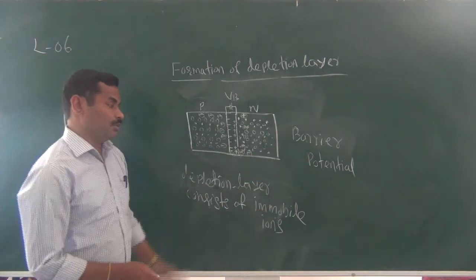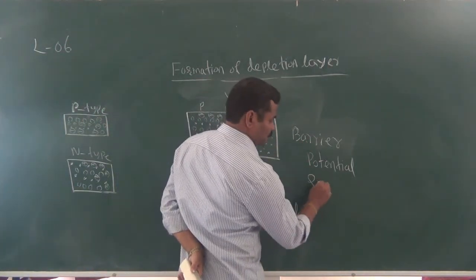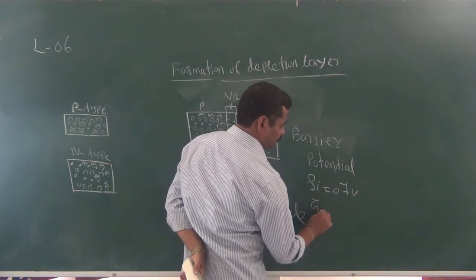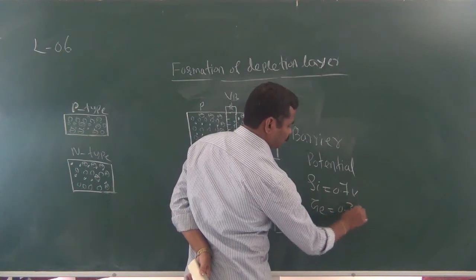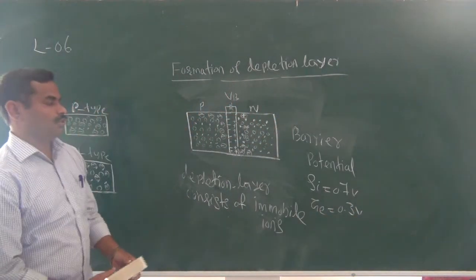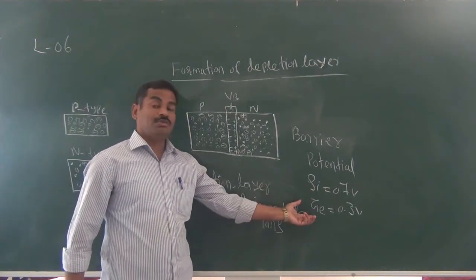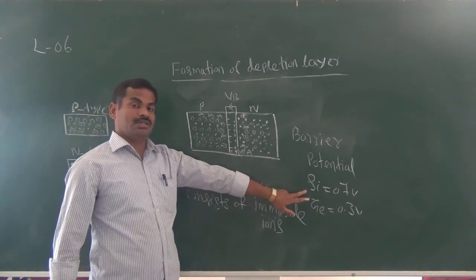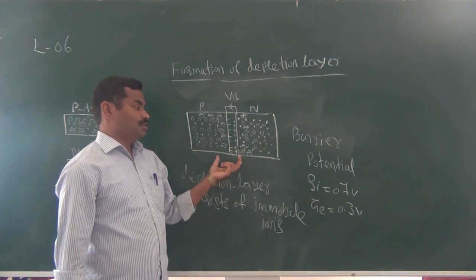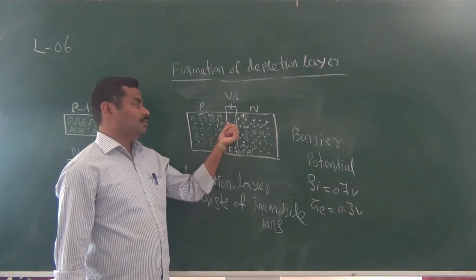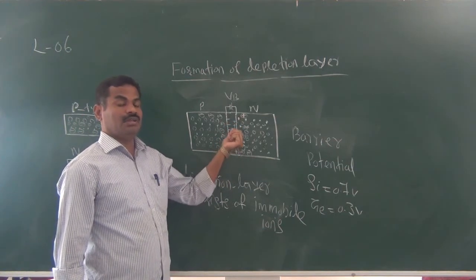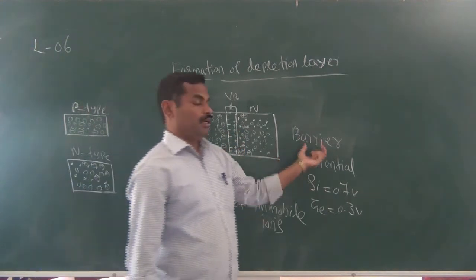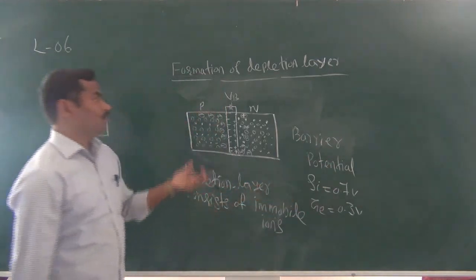And as we know, the barrier potential for silicon is 0.7 volts, and for germanium it is 0.3 volts. In general we consider only silicon and germanium. It means the barrier potential is nothing but the negative ions and positive ions creating some electric field, some potential. That potential difference, or that electric field, is the barrier potential. This is the important thing in the p-n junction.